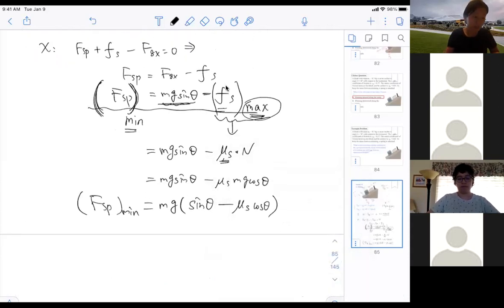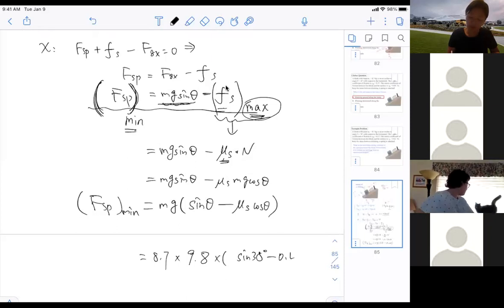You can plug in values. m is given, 8.7 kilos. g you already know. Sine theta you already know, 38 degrees, and plug it in. Mu sub s, it's given by the problem. What do we have for mu sub s? 0.45 times cosine 38 degrees. And you plug in everything, we calculate our spring force to be 27.6 newtons.